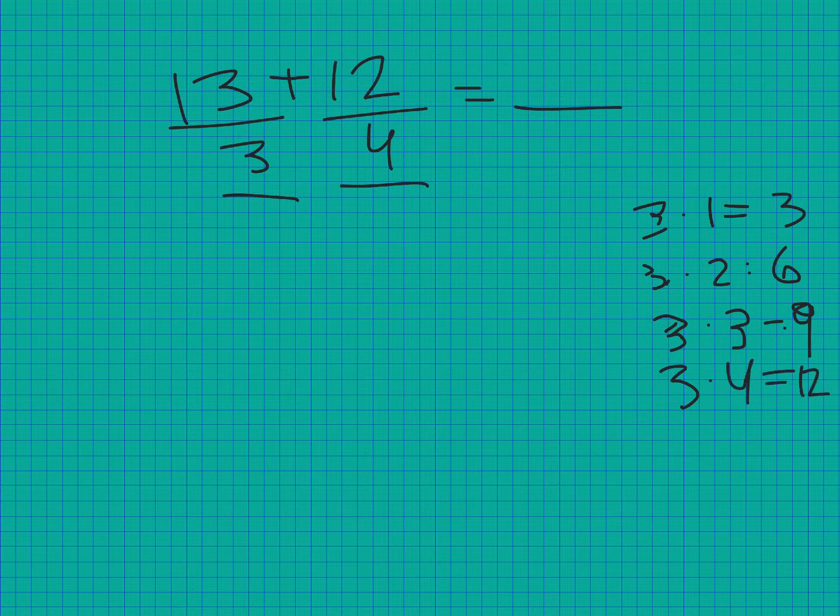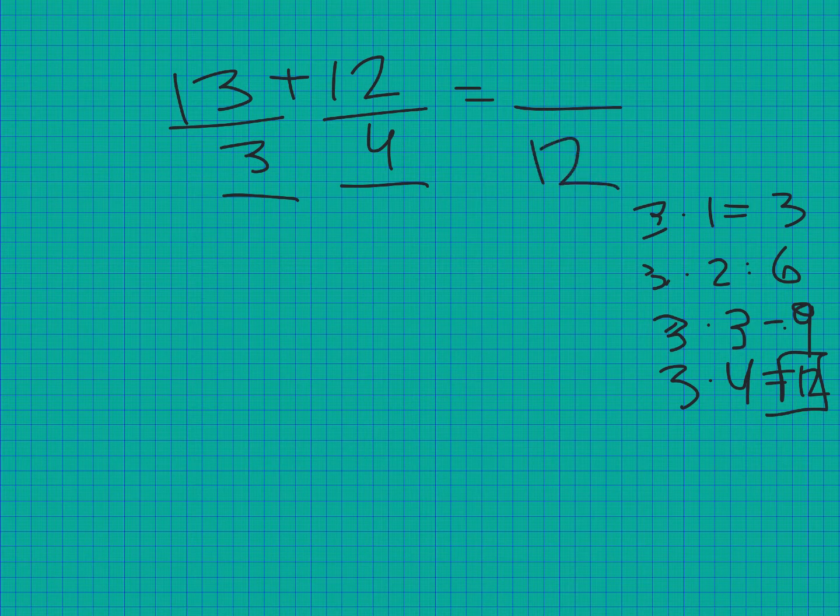So we know that in the multiples of 4, we also have 12, which is 4 times 3, and in the multiples of 3, 3 times 4 is 12. So they have this in common, okay? So we're just going to put that in our answer, 12.